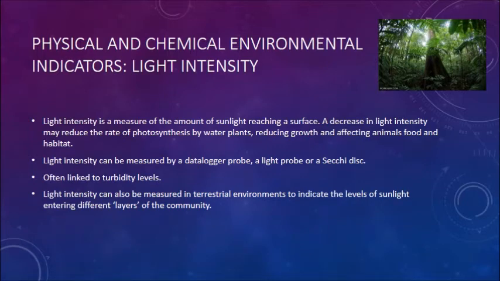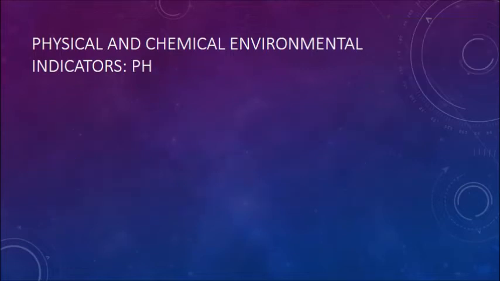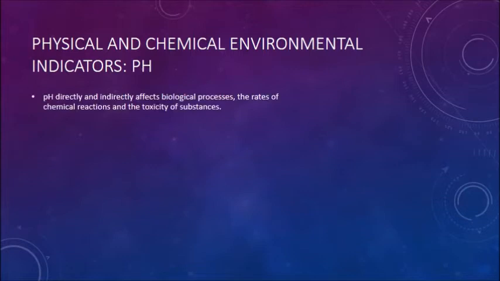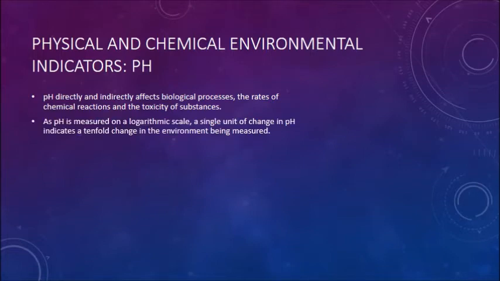So it can be measured in terrestrial environments as well, as I've got the picture of a rainforest here, to indicate the different layers of the community. We talked about the different layers of a rainforest, for example. The next physical or chemical environmental indicator we could use is pH. pH indirectly affects biological processes, the rates of chemical reactions and the toxicity of substances. It affects a whole range of things, just how they work and whether they work as well.